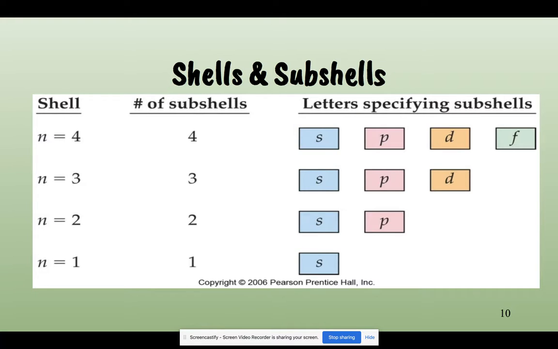So a good analogy is thinking about an address, where you're getting more and more specific. The shell would be, for example, the city, so Toronto. The subshell might be the street that you live on. Okay, the specific subshells might be the house or the building, and then the orbitals within that would be the apartment within that building, let's say.